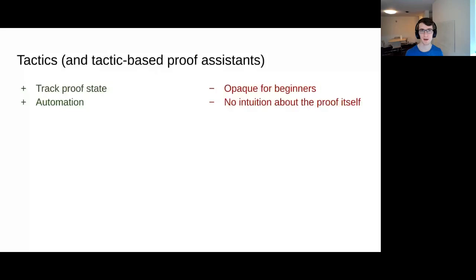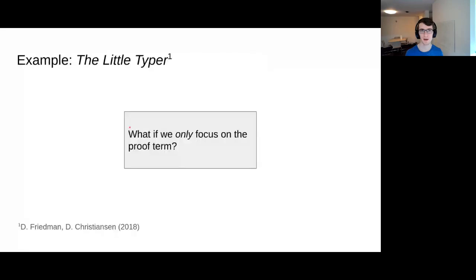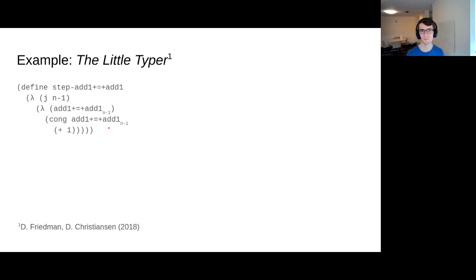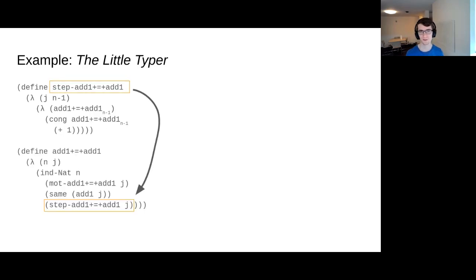All right, so then what if we did the opposite? We start from the bottom up. So for example, in the little typer, we start with a dependently typed language, and then we build proof terms constructively, only focusing on the proof term. So, nothing's hidden. We can really see what's going on in the proof term. And then, these are just regular values. We can use them as part of other proofs. And this is great because it's very transparent, but it becomes quite unwieldy. It can be somewhat hard to follow this proof, especially if it's just presented on a page.